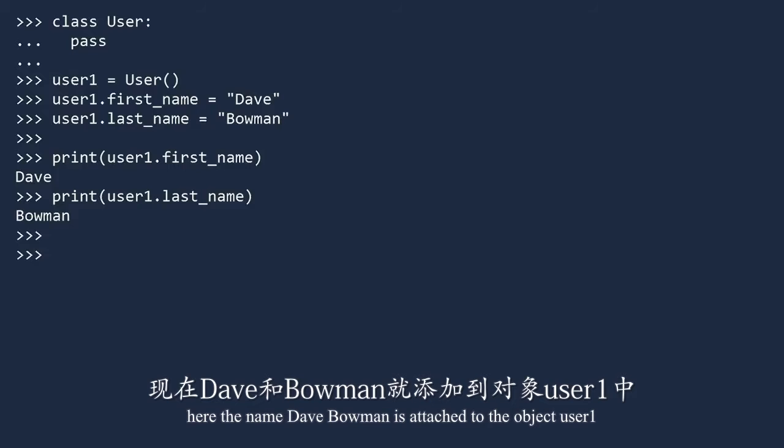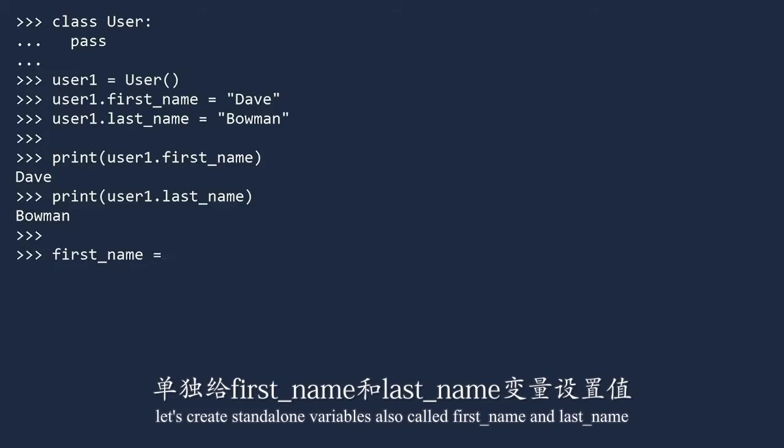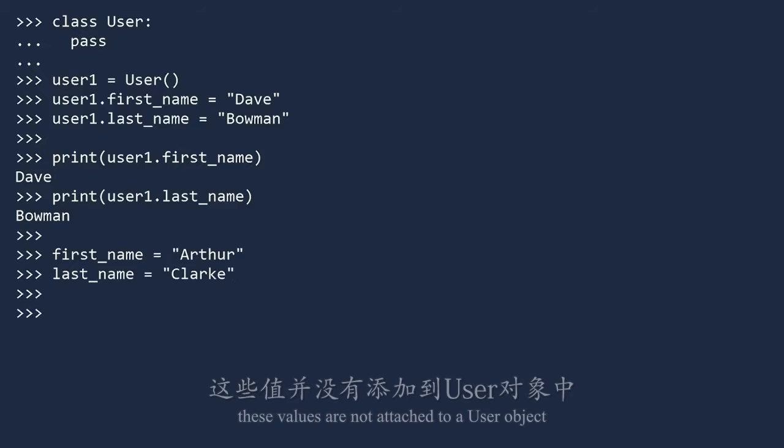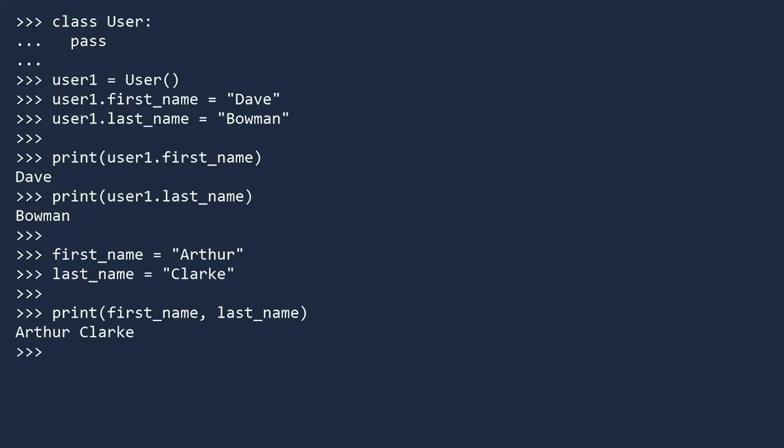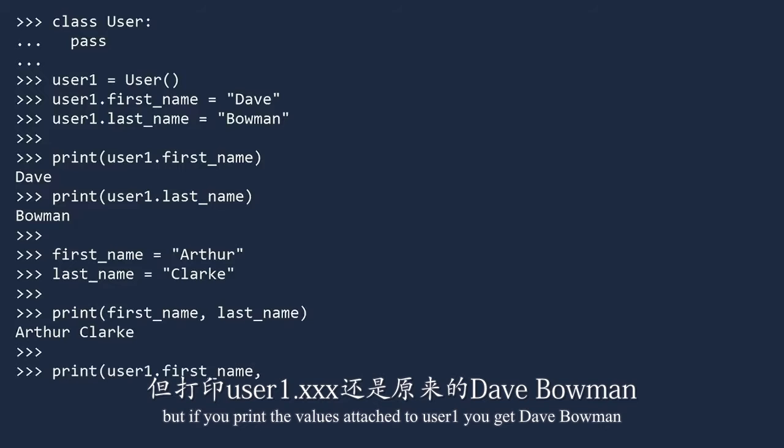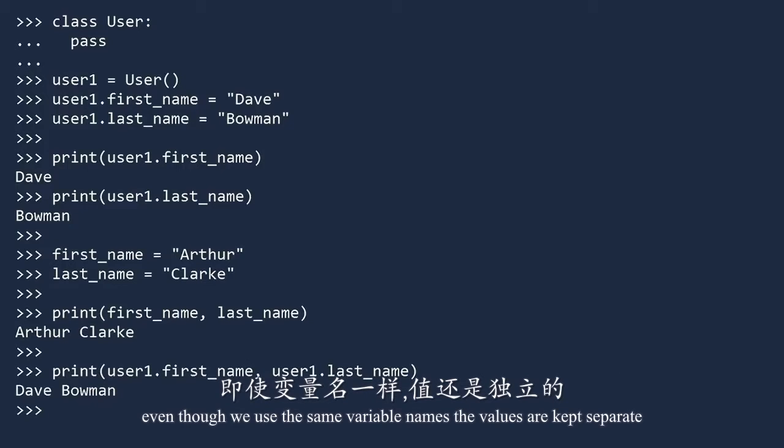Here, the name Dave Bowman is attached to the object user1. To make this clear, let's create standalone variables also called first name and last name. These values are not attached to a user object. If we print these values, we get the name Arthur Clark. But if you print the values attached to user1, you get Dave Bowman. Even though we use the same variable names, the values are kept separate.